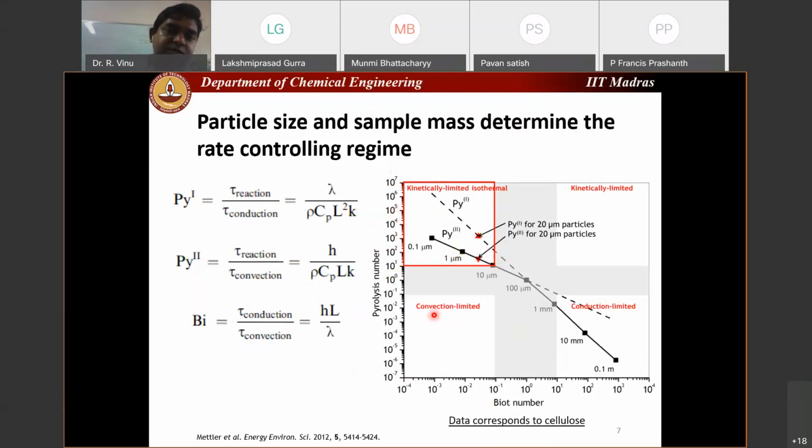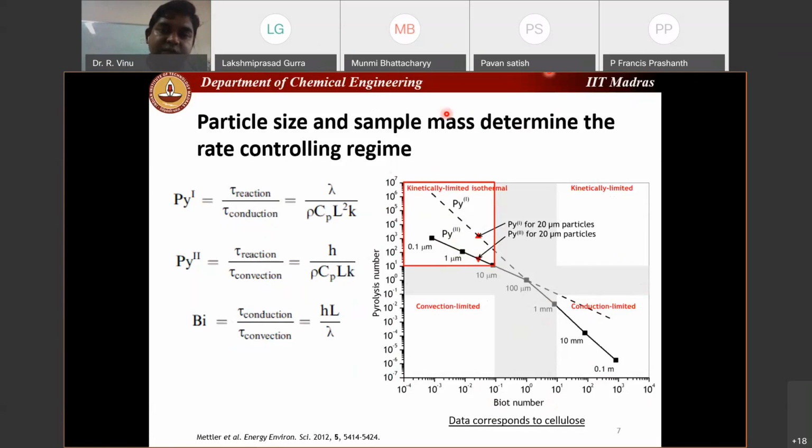That means reactions are going to be the slowest step, and that is going to determine the typical product distribution. Whereas if you take a very big particle, let's say 1 centimeter or 10 centimeters, which is a regime very typically used in practical scenarios, the reaction is typically conduction or heat transfer limited. That means there are going to be gradients within the particle or sample, and that is going to result in a different product distribution.